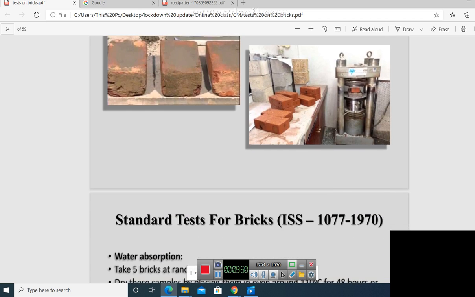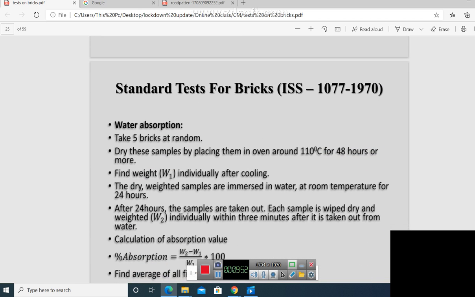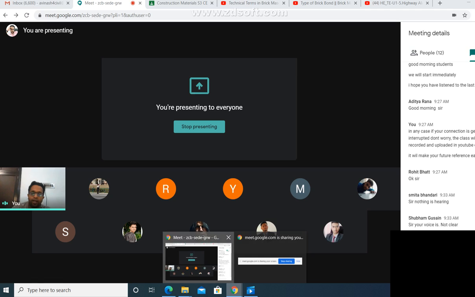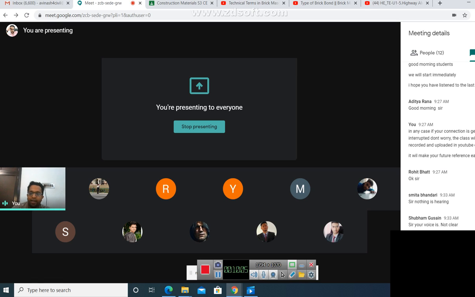Once the compressive strength of a brick is determined, you repeat this process for 5 bricks, and the average value of compressive strength of all these 5 bricks will be taken as your result. So this is how you go about determining the compressive strength of a brick.